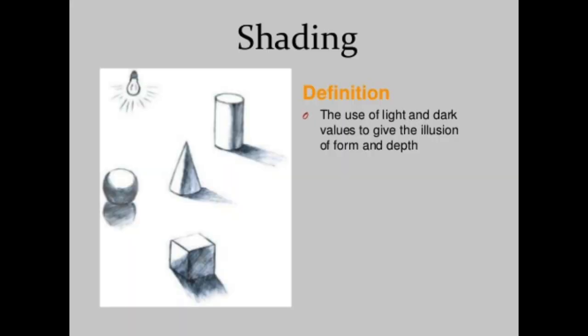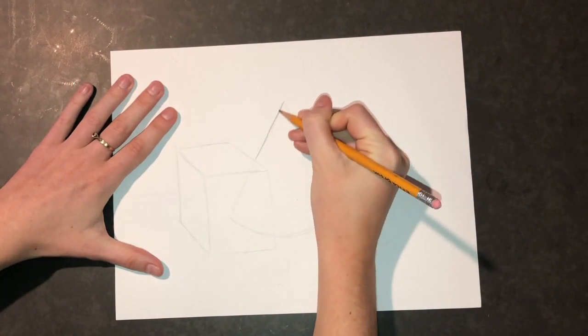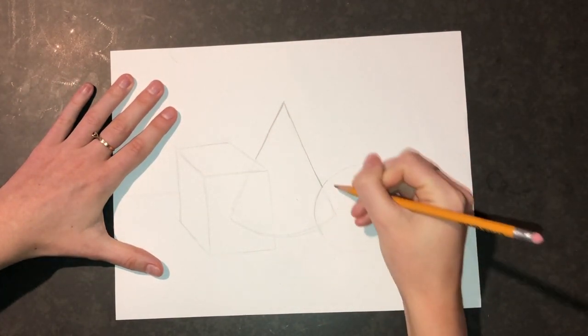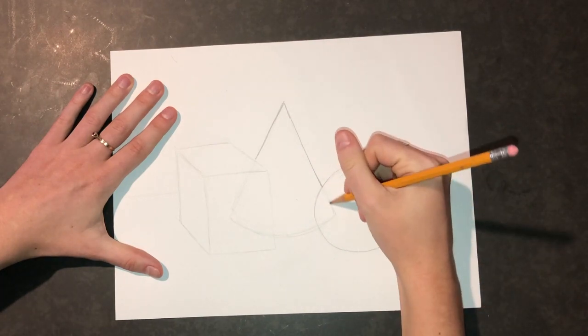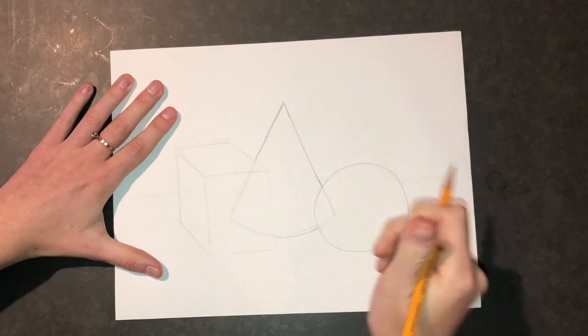Shading is a technique used to create the illusion of depth in a two-dimensional drawing. While drawing the outline of our three objects, we added lines and curves that helped make our objects appear 3D.